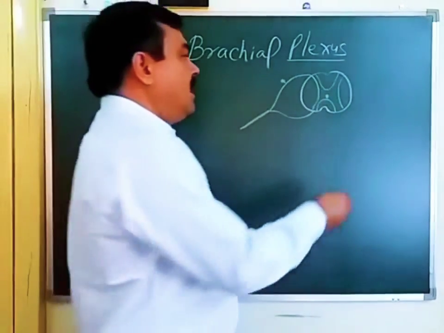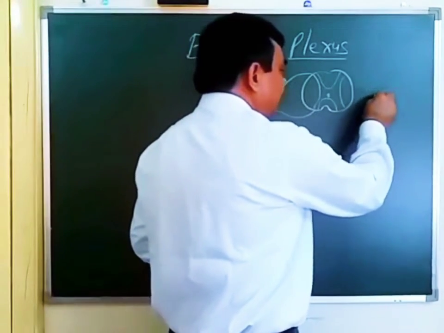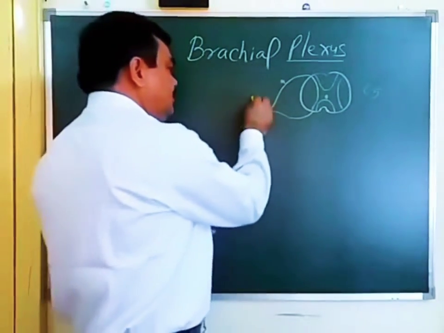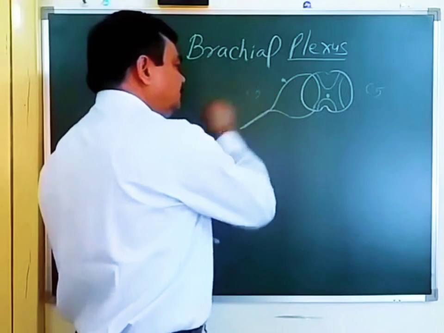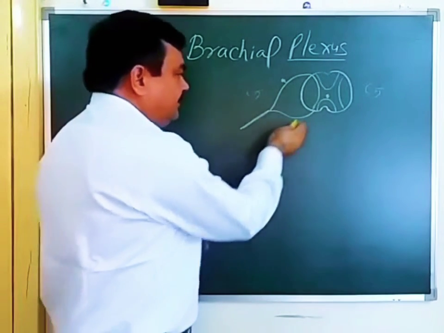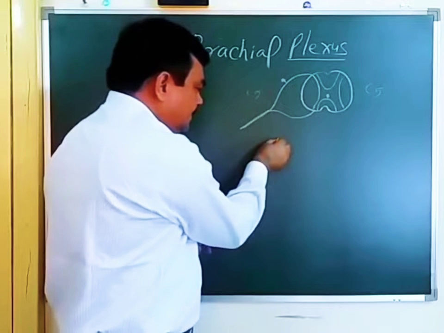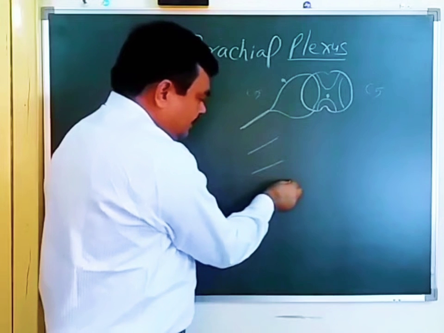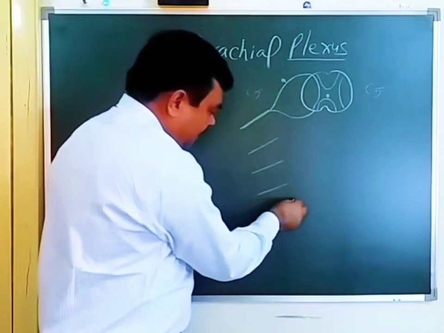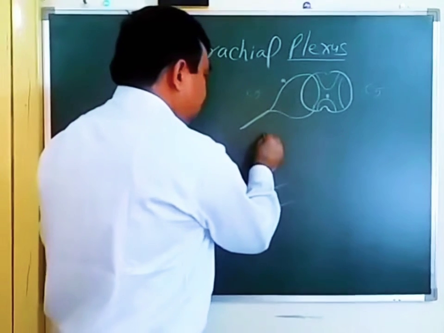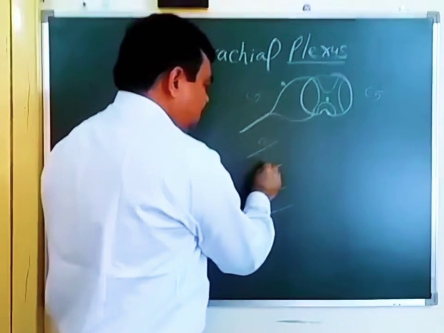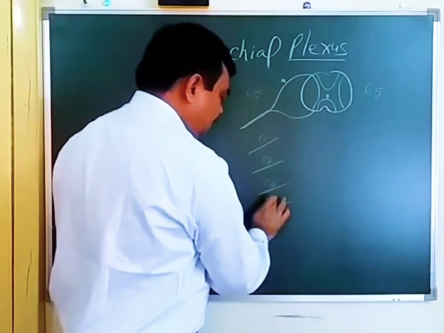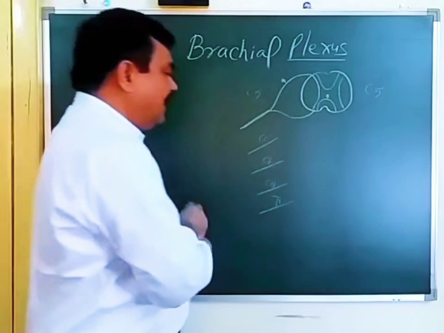Suppose this is a section at the level of the C5 vertebra. So this nerve is the C5 nerve. The next nerve is the C6 nerve. Here is C7, C8 and T1. This is the T1 spinal nerve.